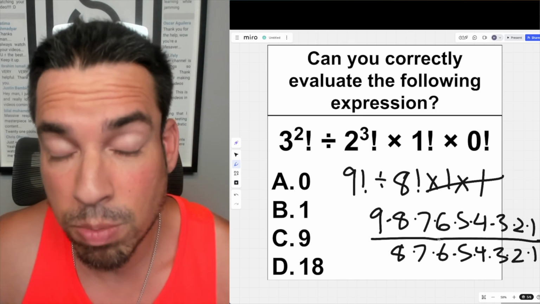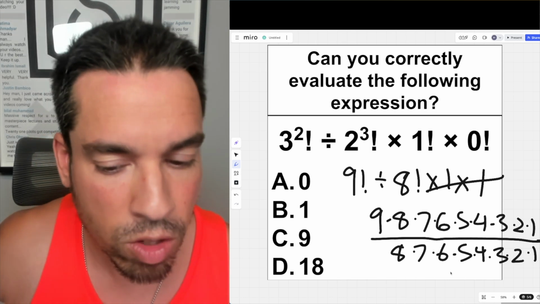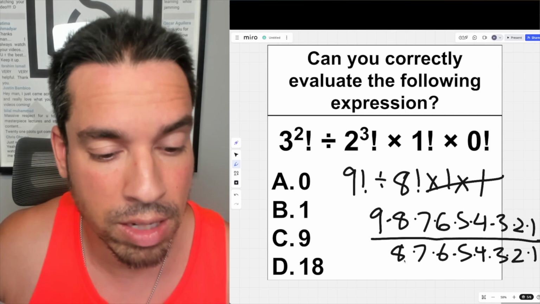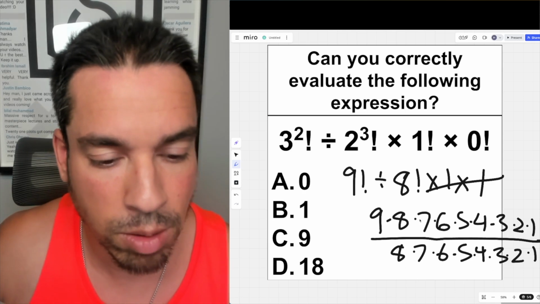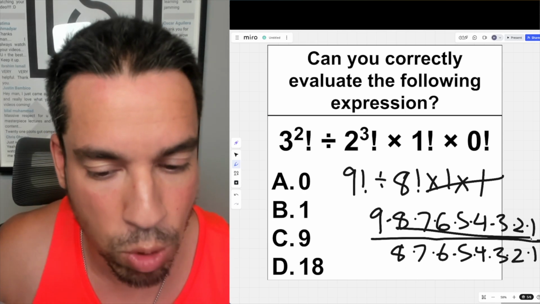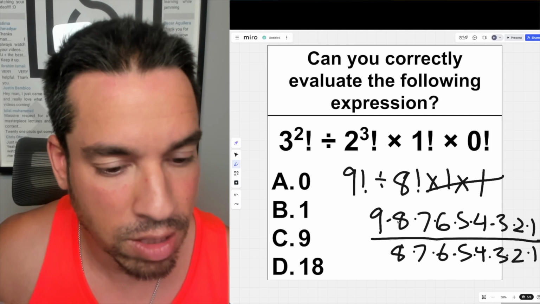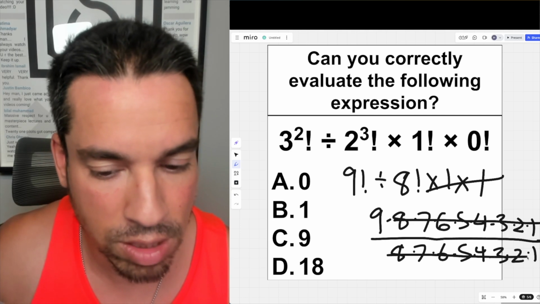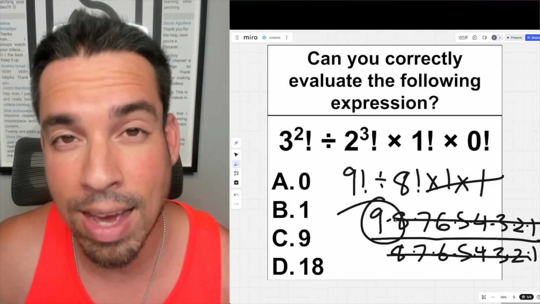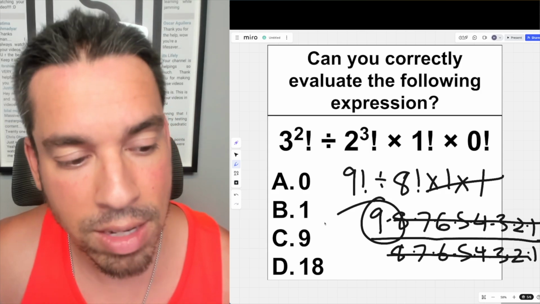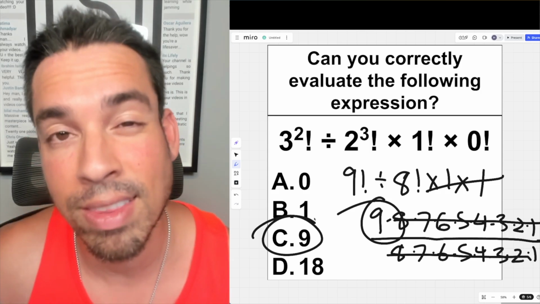Again, you can carry out the multiplication if you want, or you can be a little slicker with it and recognize, ooh, 8 times 7 times 6 times 5 times 4 times 3 times 2 times 1 exists in both of these. So we can just cancel these out like so, cancel these out like so, and look what we're left with, 9, which means 9 is the winner, C is the answer. That's how you do it.